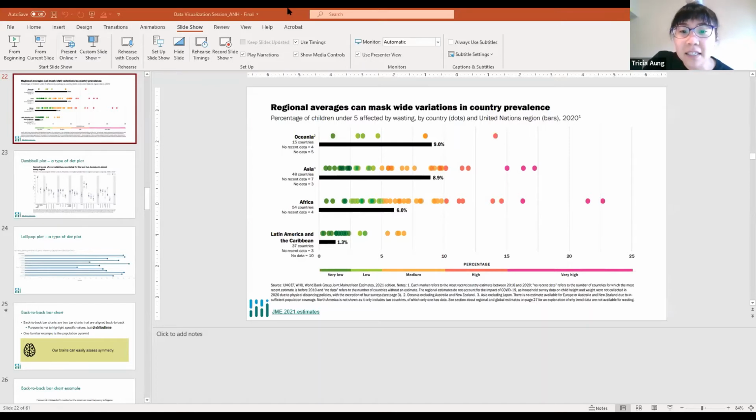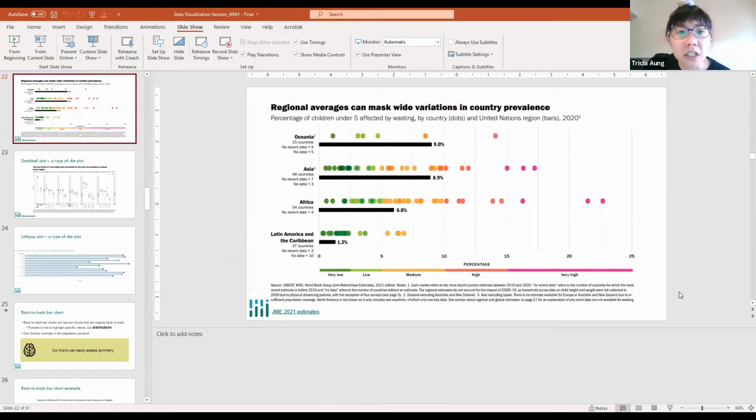Another question is on how easy is it to pick countries where trends are getting worse in dot plots? That's a really interesting question, and what I've pulled up for you is the example that I showed from the JME where they use dot plots, and the key message is about how the regional estimates can mask country variations in country prevalence. In this case, with the graph that they chose, they wanted to show how there is a wide distribution.